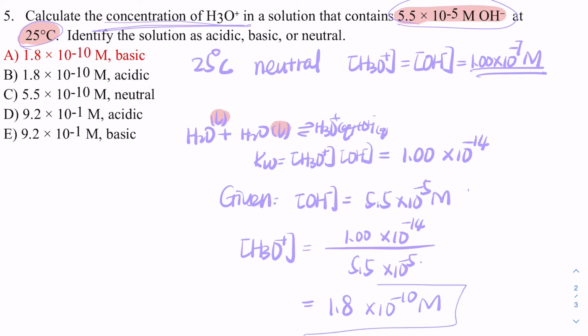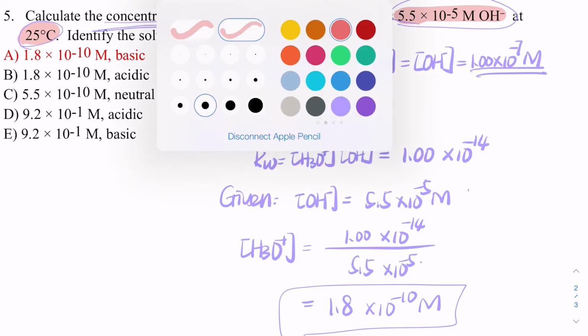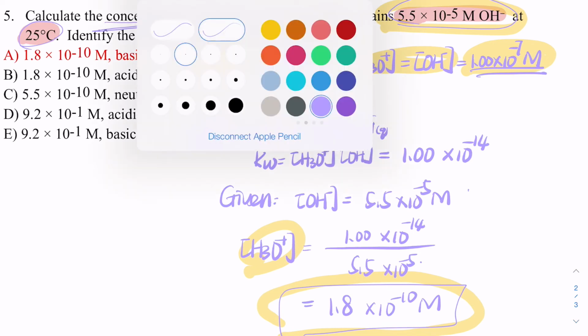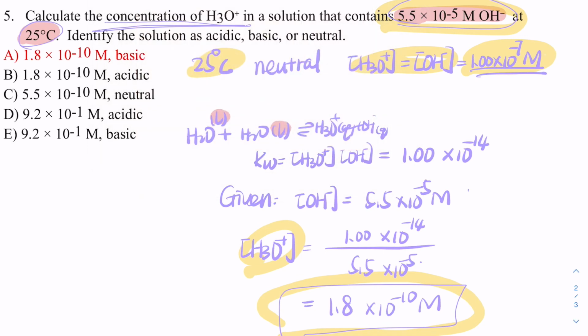Now you go, I know how to solve for this, but how do I tell if the solution is acidic, basic, or neutral? This goes back to how you differentiate. If the two concentrations equal each other, at 25 degrees Celsius, it's neutral. Then you compare the concentrations of hydroxide and hydronium, and see which one is bigger. If hydronium is bigger than hydroxide, it's acidic. If the other way around, it's basic. So the task is just to compare these two values. One thing you have to recognize is that negative 5 is actually bigger than negative 10.